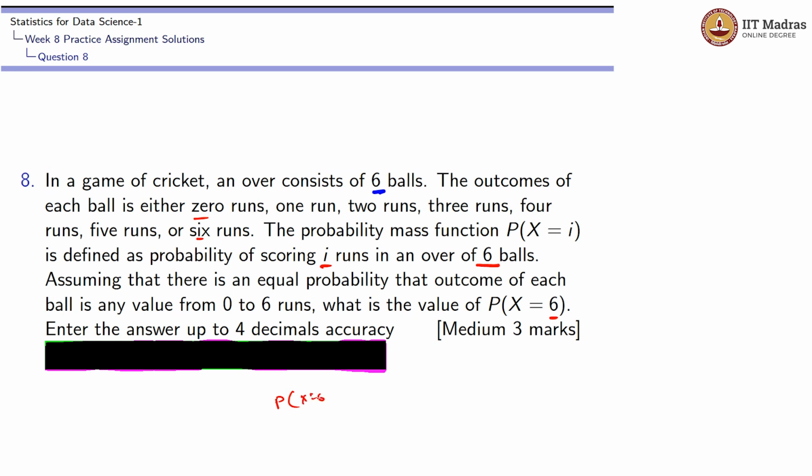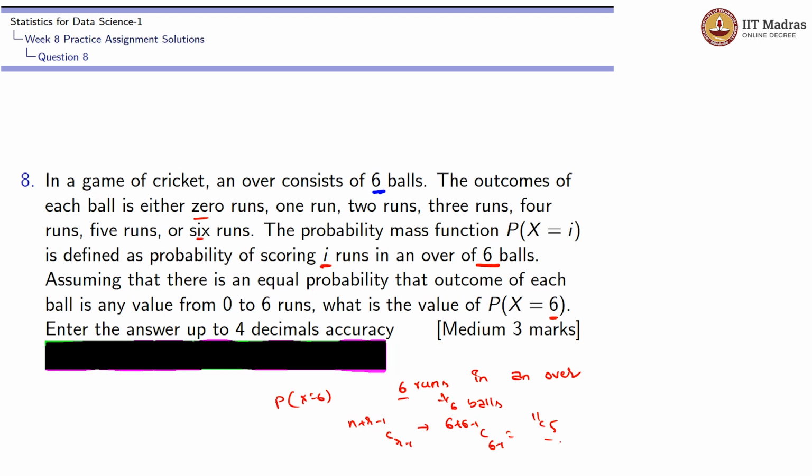So P of x equals 6 means that he scored 6 runs in an over. So we should be getting all the ways in which he can score 6 runs in an over. For the people who know the formula n plus r minus 1 C r minus 1, it is going to be pretty straightforward. Since we have 6 runs, that should be divided into 6 balls. So the number of ways would be 6 plus 6 minus 1 C 6 minus 1, that would be 11C5.